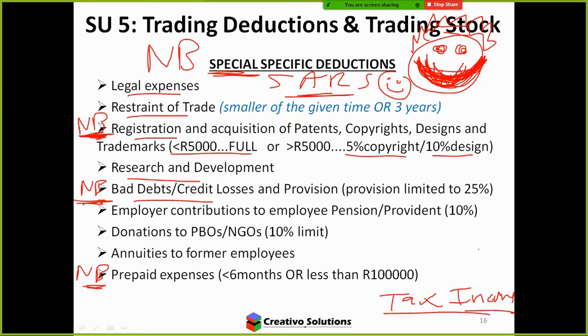Where I have brackets, I'm just showing some of the summarized notes. If it's a provision, limited to 25%. Employee contributions, limited to 10%. Donations, 10%. If it's prepaid expenses, if it's less than 6 months, or if it's less than 100,000, you can claim all of it as a deduction, even if it relates to further on. As long as it's prepaid for 6 months, not prepaid for 12 months. If it's prepaid for 12 months, then it's more than 6 months. But if it's less than 100,000, they'll still allow you to deduct it.